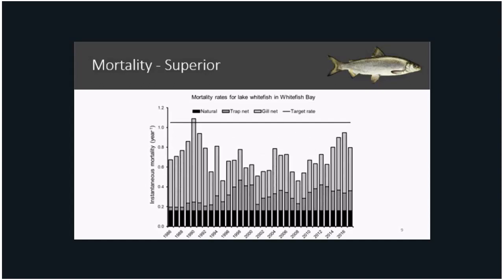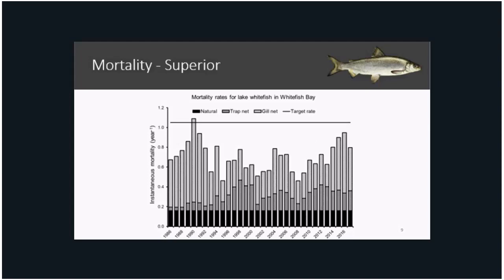Lastly, I want to show you mortality, and the reason I show this is to put it into perspective with our management targets. As I mentioned, the Consent Decree has annual harvest limits calculated based on mortality targets. For whitefish, our mortality target is 65%. That's represented by the horizontal line on this graph.